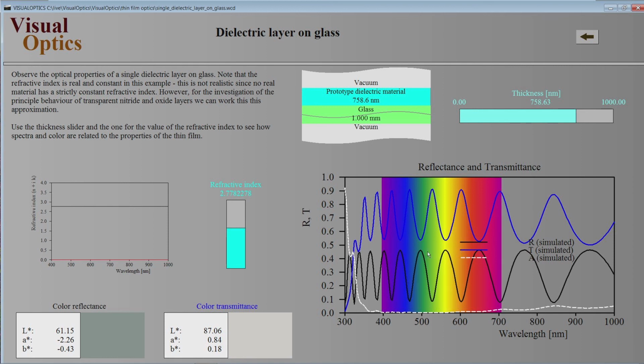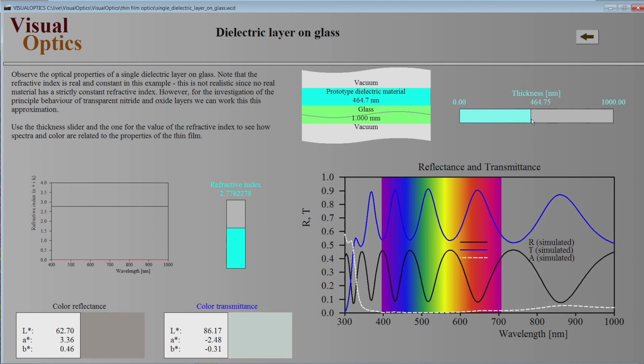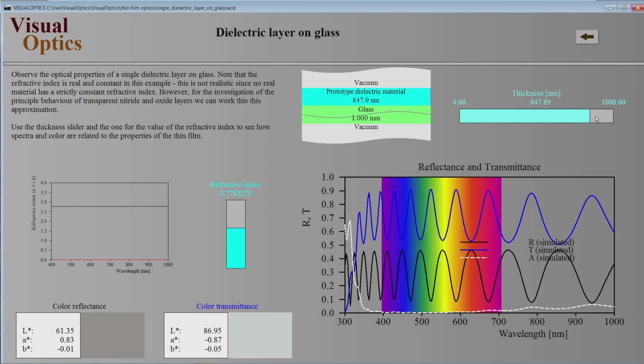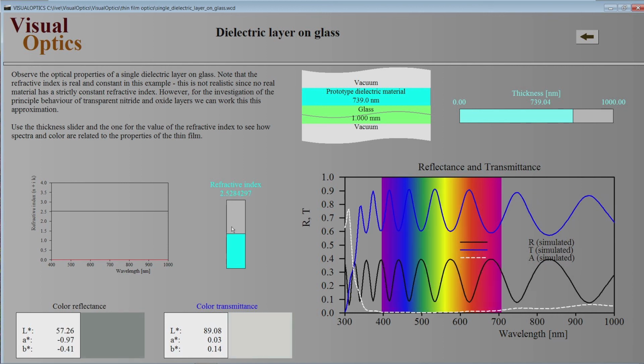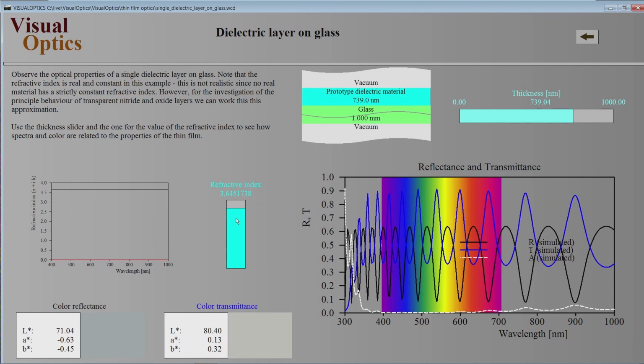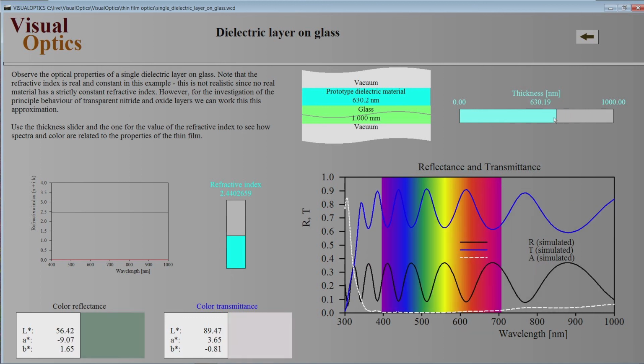The position of the maxima depends strongly on the thickness, so you can move them to the left and to the right with the thickness, and you can move them up and down with the refractive index of the dielectric layer. So once you observe a maximum here, you can tell from its height how high the refractive index should be, and from the position concerning the wavelengths, you can tell something about the thickness of the layer.